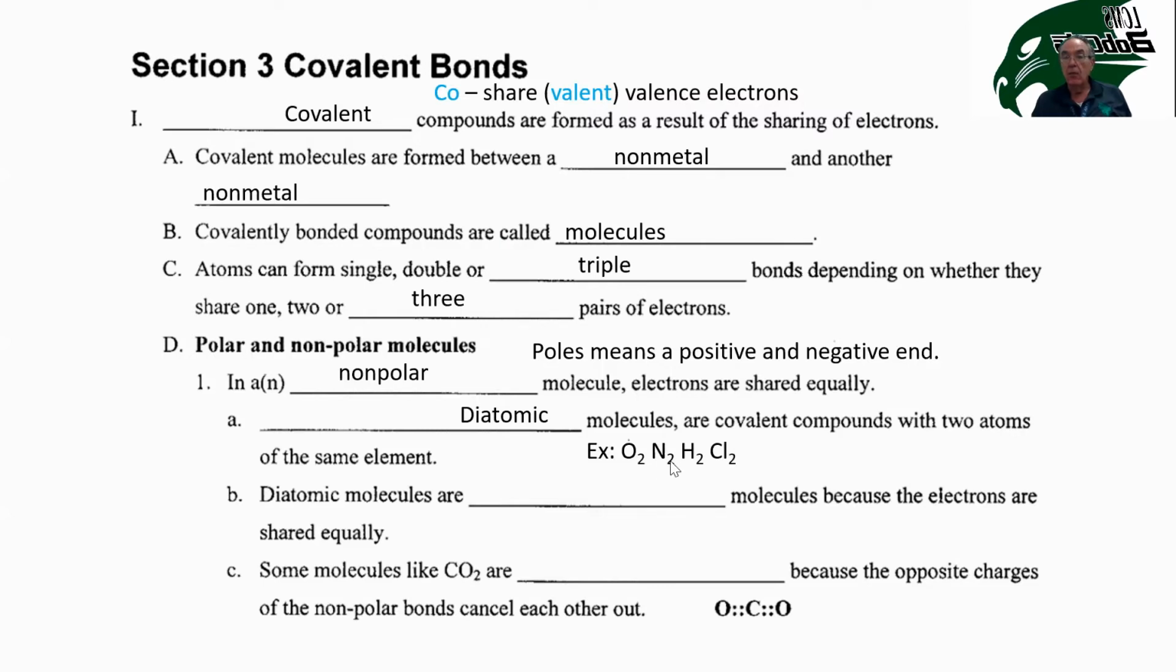N2, which is the way nitrogen is in the atmosphere, and the atmosphere is mostly nitrogen. Notice that all of these are two atoms that are identical: two oxygens, two nitrogens, two hydrogens bonded together, and two chlorines bonded together.